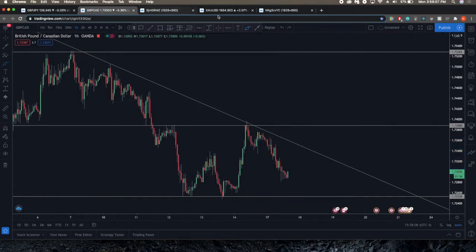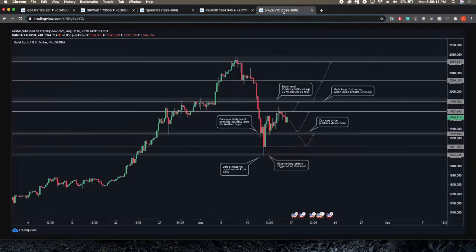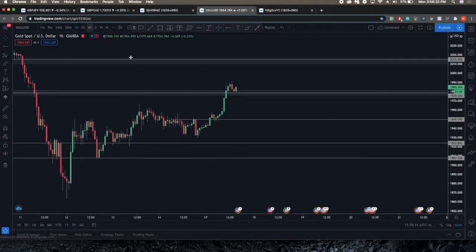And then gold. Gold played out really nice. So this was my analysis of gold. We break up from 1957. We go up here. And then once we reach, I said we would reach 1978.5. I was like, daily level, if price continues up, 1978 should be met. And safe buys further up when price breaks 1978.5 up to 2024.5. So gold killed it.